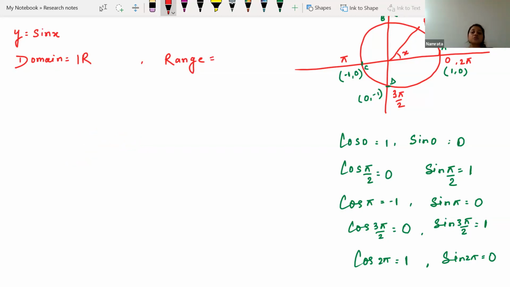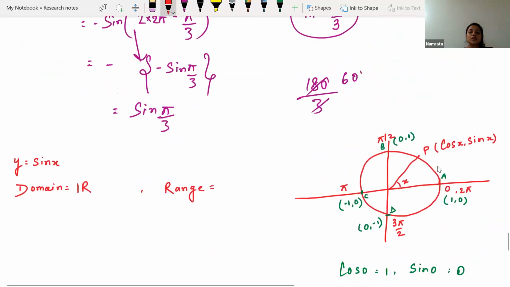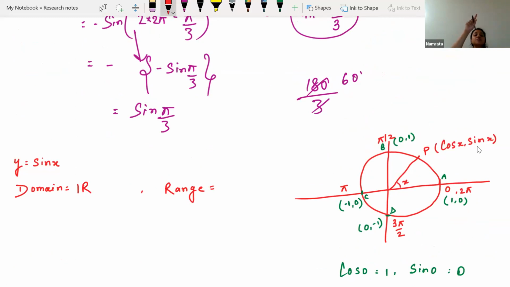And range will be, what about range? For range, we have to check between which number and which number we are getting the output. So as you can see, sin 0 is 0, sin pi by 2 is 1, sin pi is 0, sin 3 pi by 2 is minus 1, sin 2 pi is 0. Now, when we are talking about the unit circle, sin x means what? In the unit circle, sin x means the y value.